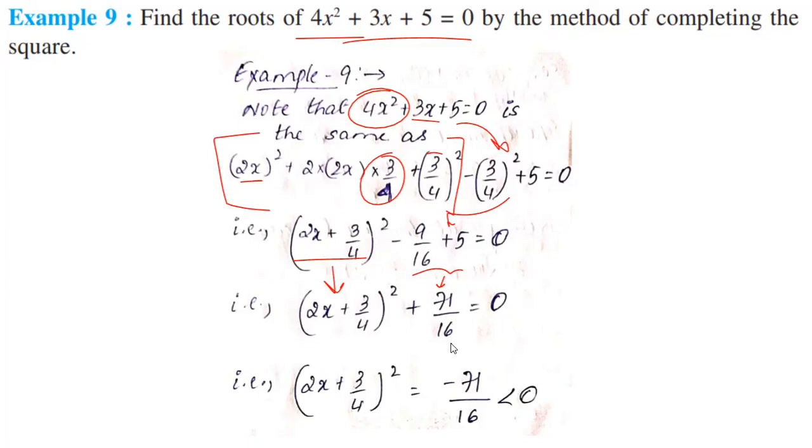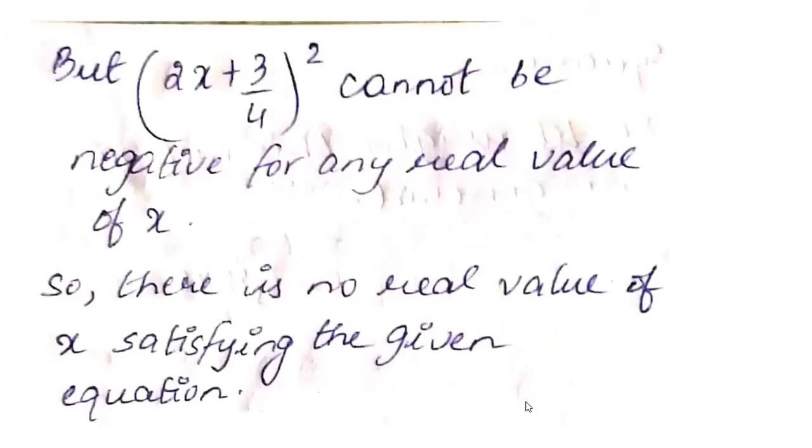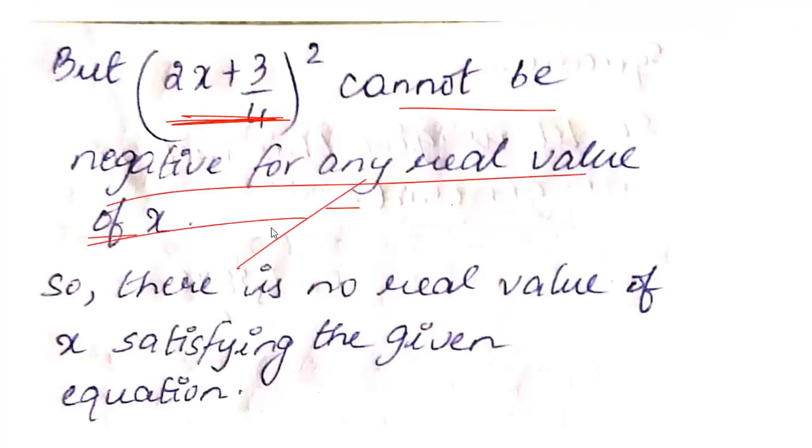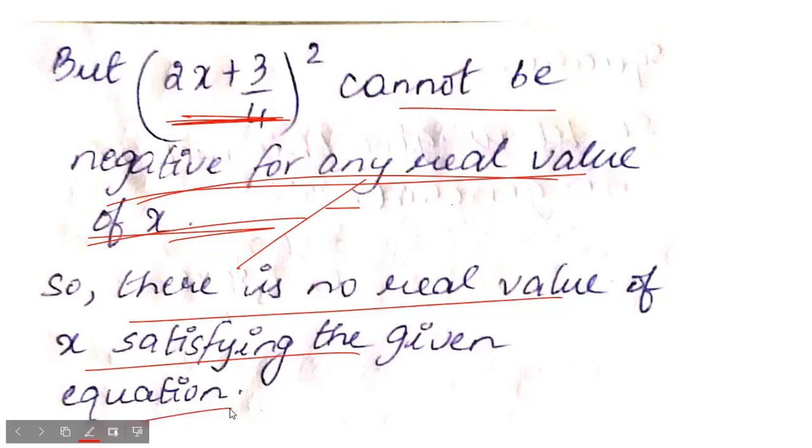The solved remaining part, when you take it on to the other side, we see this part is less than 0. But the square of a number cannot be negative for any real values of x. It cannot be negative. So there are no real roots which satisfy the given equation.